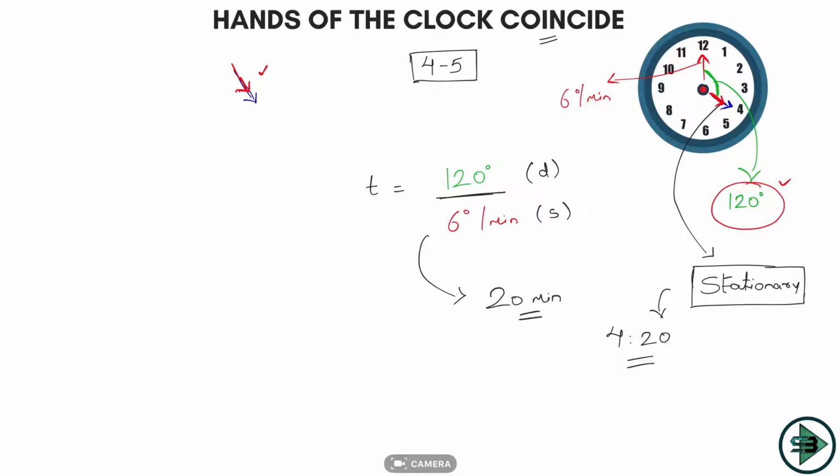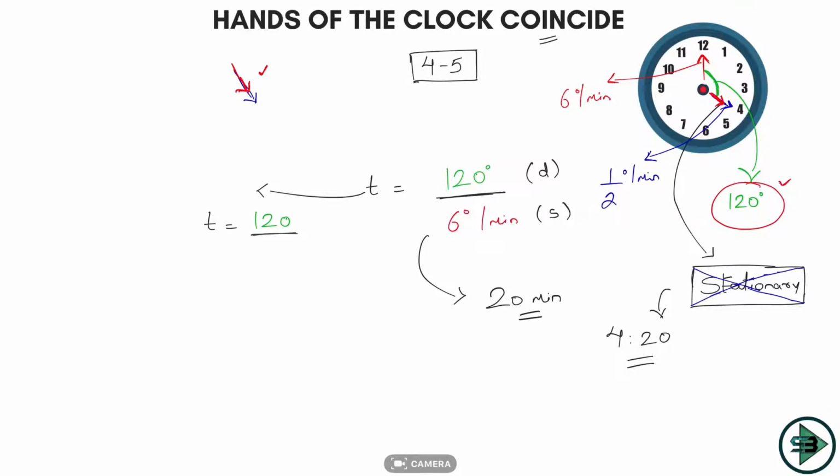But we know that the hour hand is not stationary. It is also moving, and we know the speed of the hour hand. What is the speed of the hour hand? Half a degree per minute, right? We had just found this out in the previous section. So now what is happening? Again I am asking you, time is equal to what? Distance. The distance that the minute hand is supposed to cover is 120. This is all good till now.